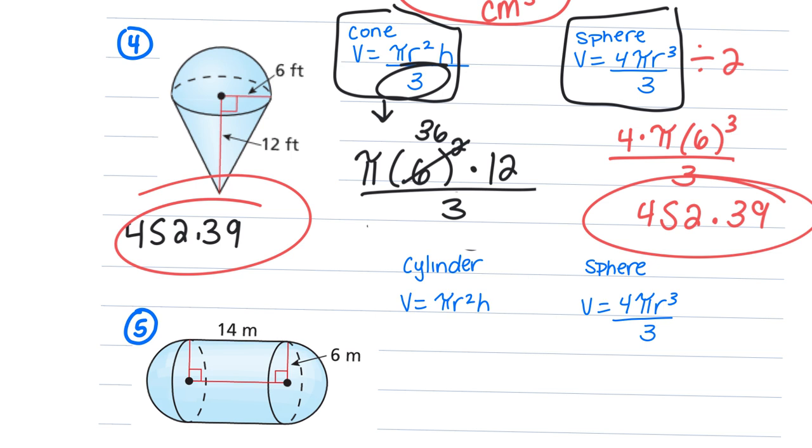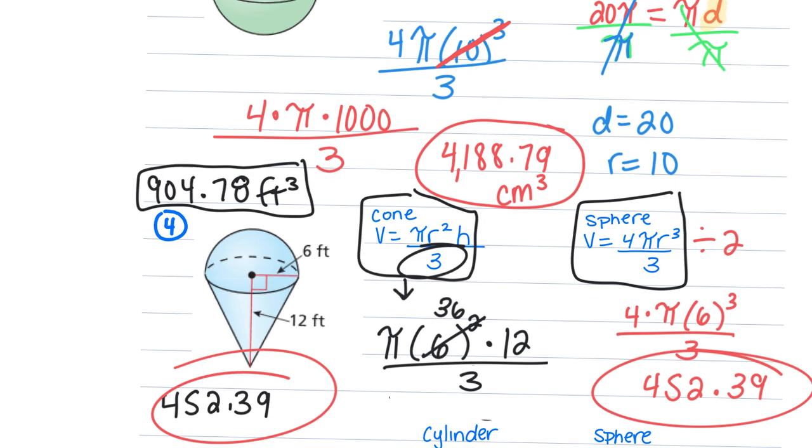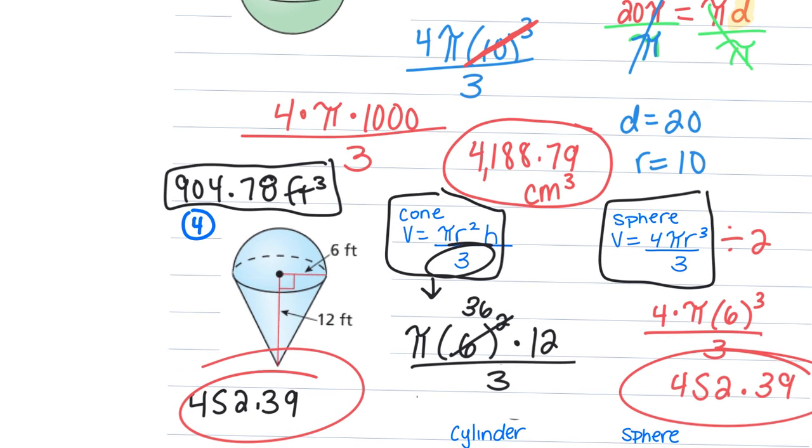So my final answer, I'm running out of room, but my final answer, I'll write it up here, is going to be 904.78. This is in feet, and this is cubed. Oops, you can't see that. My bad. I put it up here.